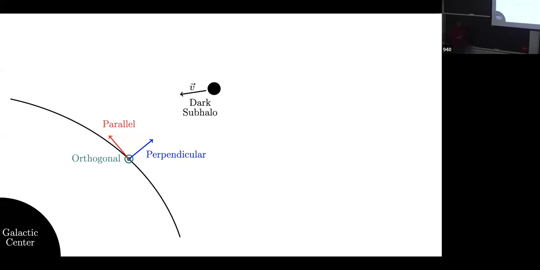And it's convenient to define this coordinate system where I have perpendicular or radial to the stream, parallel or tangential, and then orthogonal, which is coming out of the page. It's much more convenient to decompose these accelerations along this coordinate system, and I'll explain why that is in a few minutes.